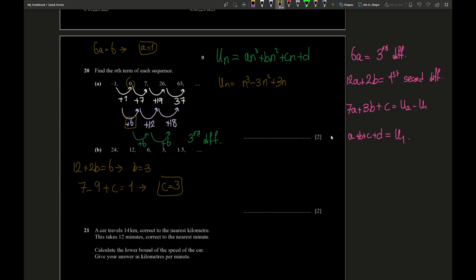And finally, the fourth equation to find the value of d, which says that a plus b plus c plus d is equal to u1, where a is equal to 1 and b is -3. So 1 minus 3 plus c, which is 3, and then plus d, which is equal to -1.